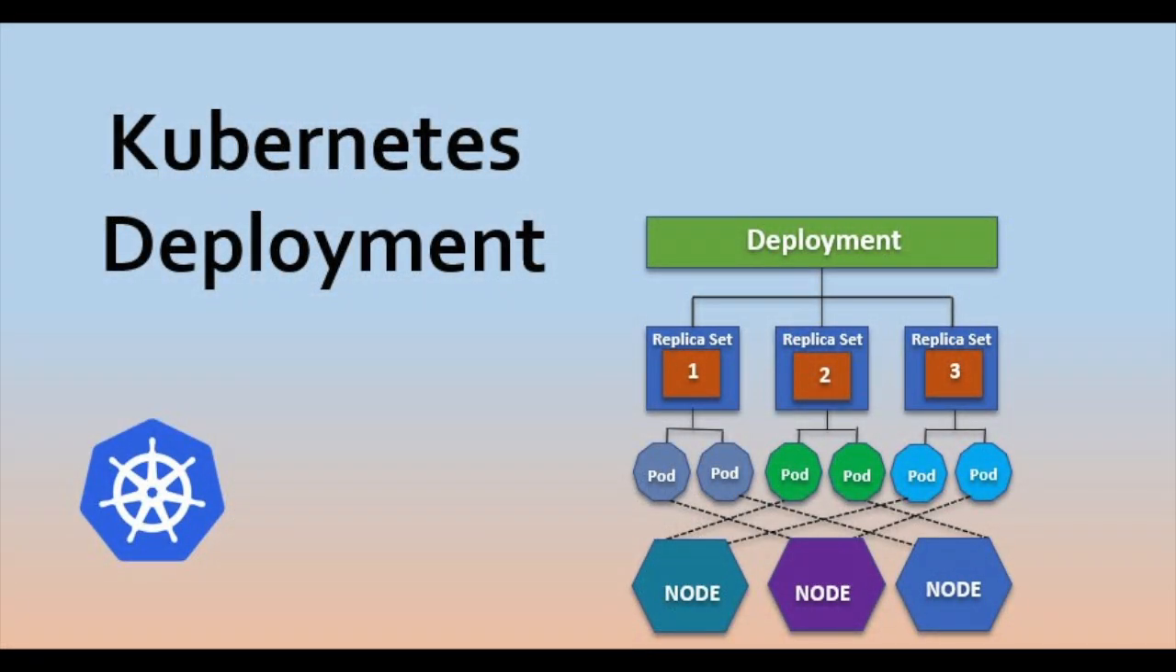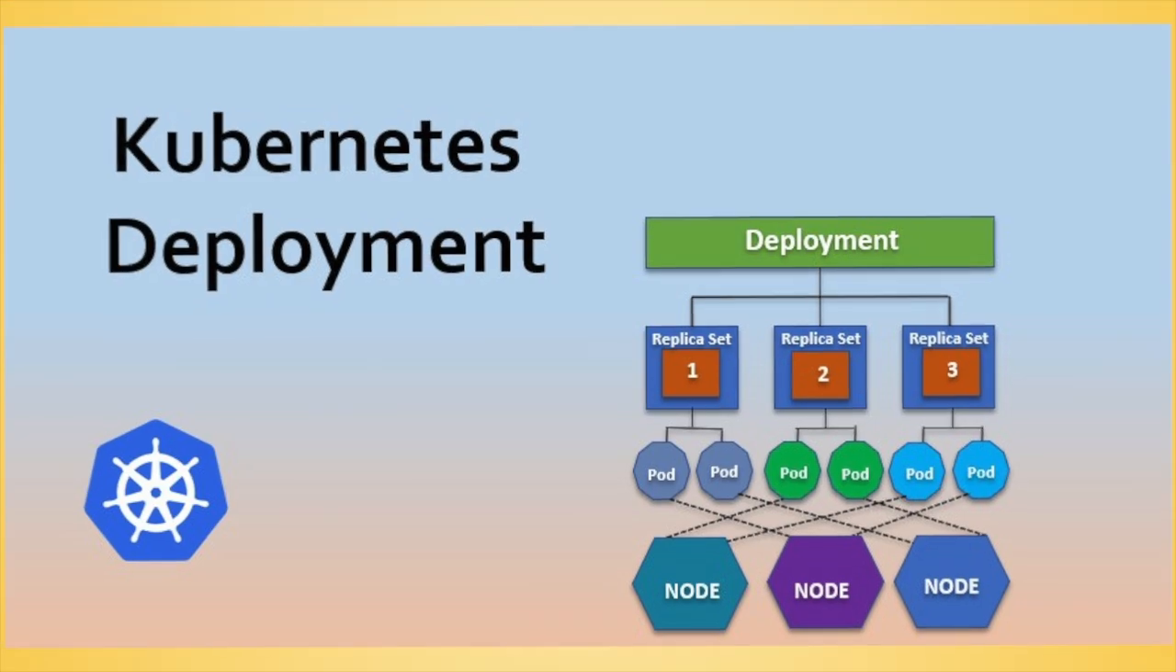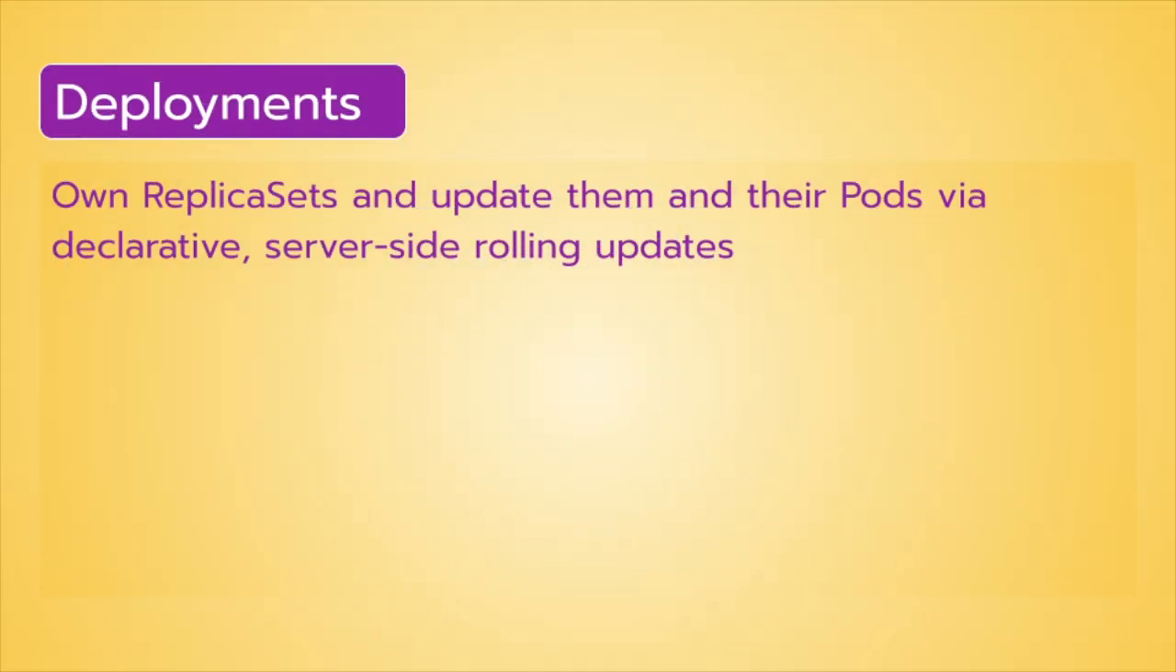Now that we learned about replica sets and the purpose they serve, let's learn about deployments and why we need them. Deployment is an object which can own replica sets and update them and their pods via declarative server-side rolling updates. While replica sets can be used independently, today they are mainly used by deployments as a mechanism to orchestrate pod creation, deletion, and updates.